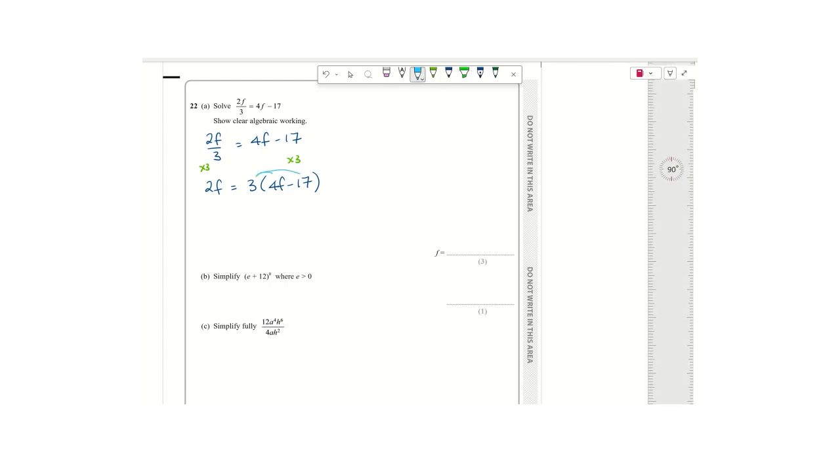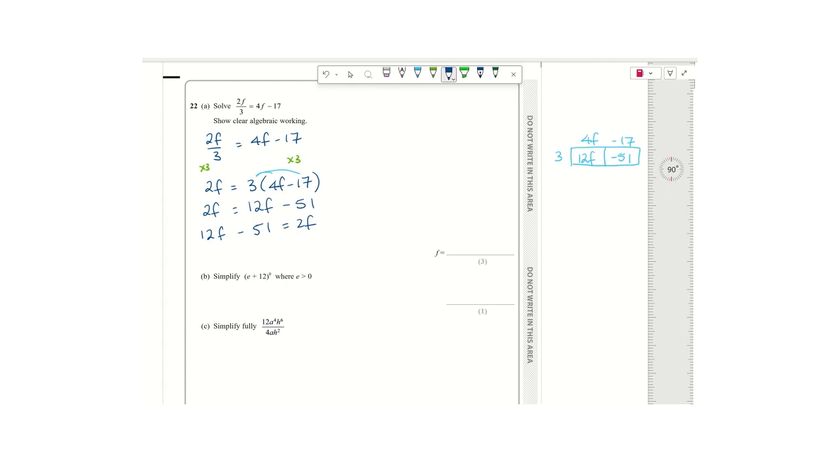So you can either use your eyebrows, or over here, if you want to use the grid, you can do that. 3 times 4f is 12f. 3 times minus 17 is minus 51. So I get 2f equals 12f take away 51. I'm actually going to switch that over because I prefer having my bigger numbers on the left-hand side. It's an equals, so I can do that.